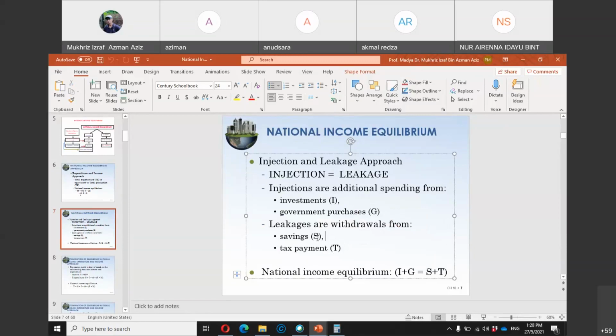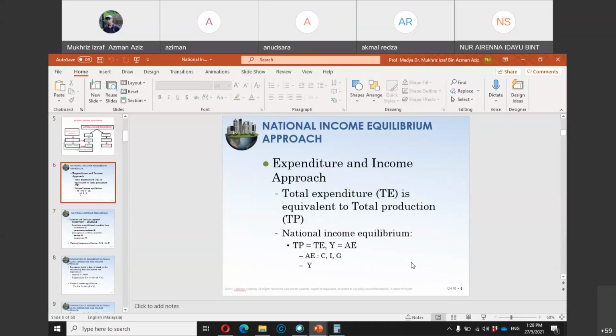When you put money in the bank, you have less money to spend because you're not going to spend that money. So tax and savings are a form of leakages. Basically, when leakages equal injection, that is what this equation is about: I plus G is the injection. When injection is equal to leakages, you will achieve equilibrium, which is what this slide means.